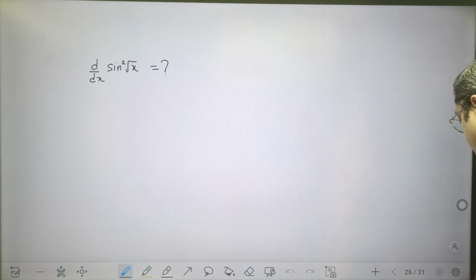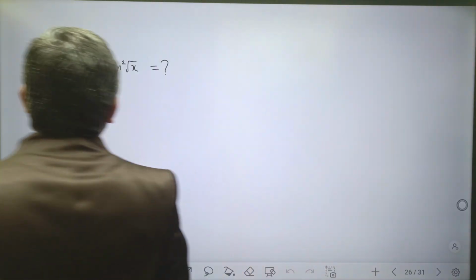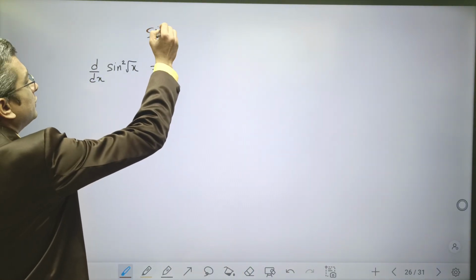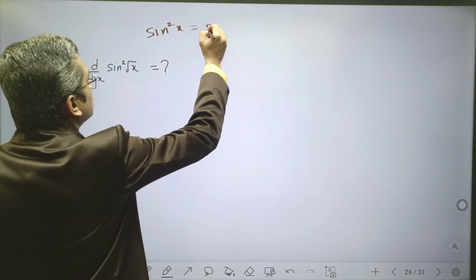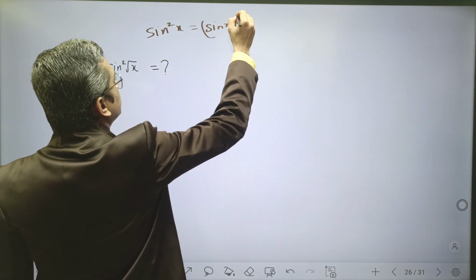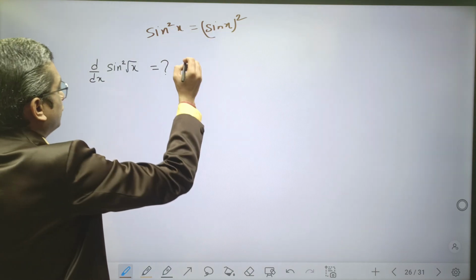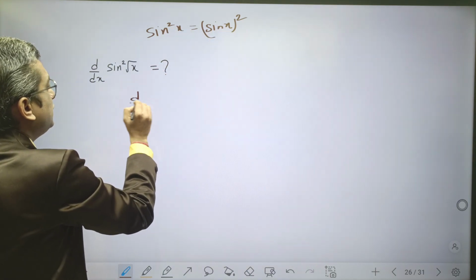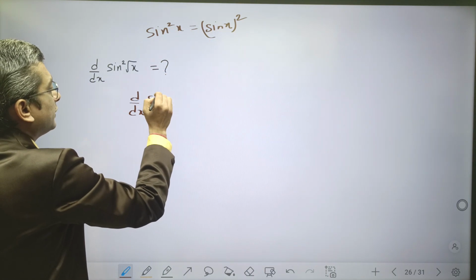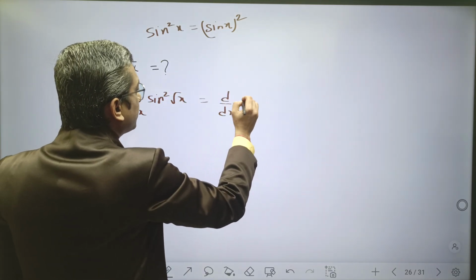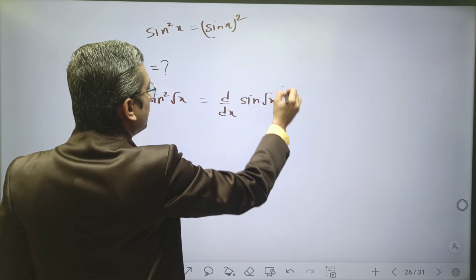Now next question, d by dx of sine square root x. Now observe, dear students, first of all you have to understand what is sine square x. So this is nothing but sine x whole square. So this is how we write sine x whole square, sine square x. So this question is d by dx of sine square root x. It means that this is d by dx of sine of root x, whole square.